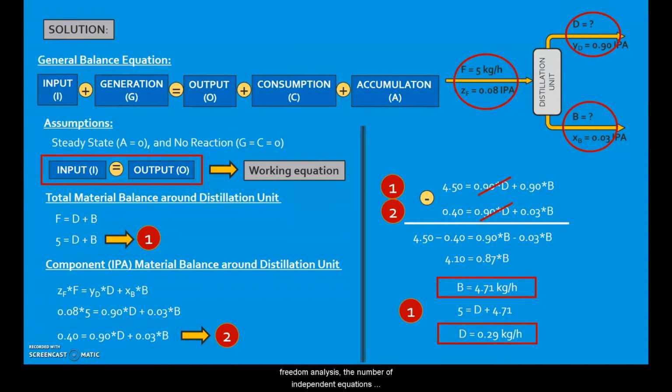The calculation procedure that we used in this example can be applied to multi-component systems as well. The main difference would be the number of equations that needs to be solved simultaneously to calculate unknown variables. And, according to the degree of freedom analysis, the number of independent equations that we can develop is equal to the number of components in the system.